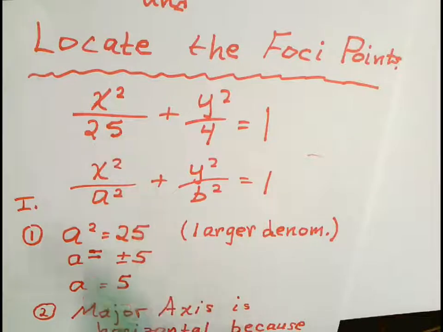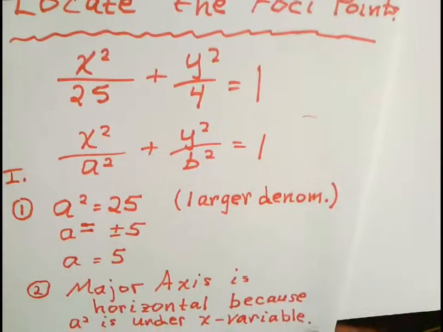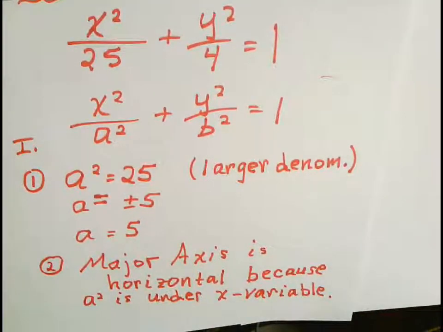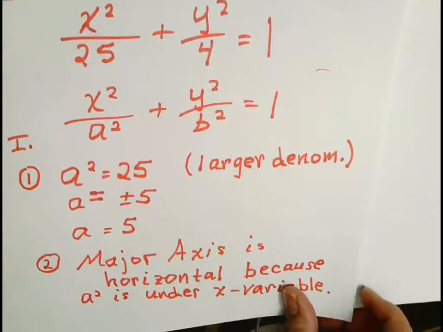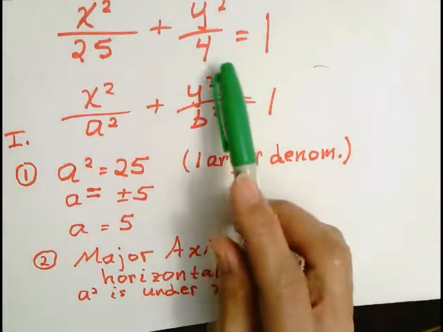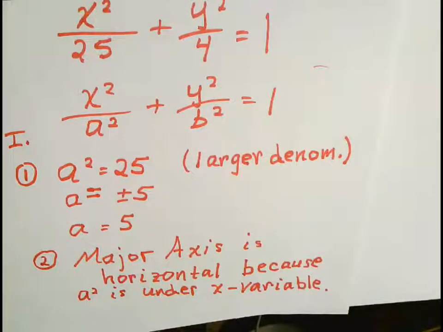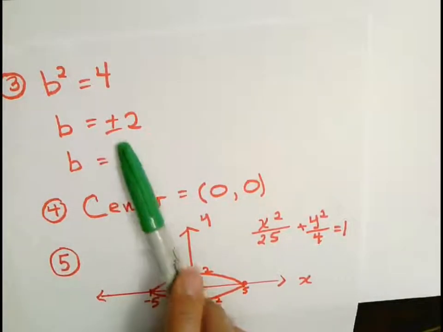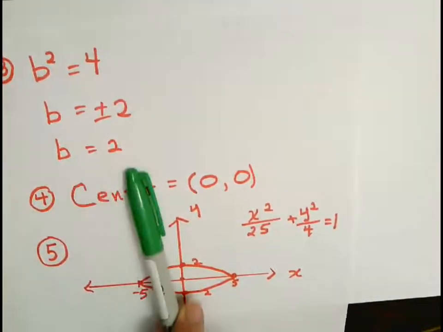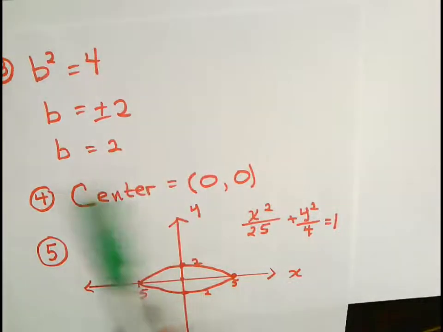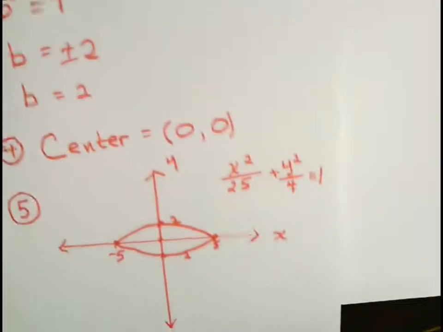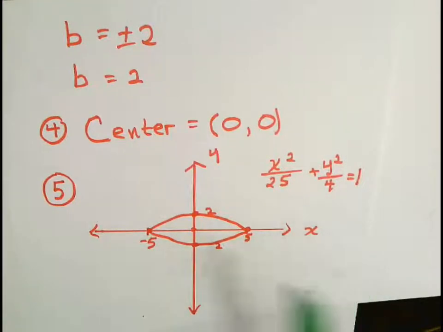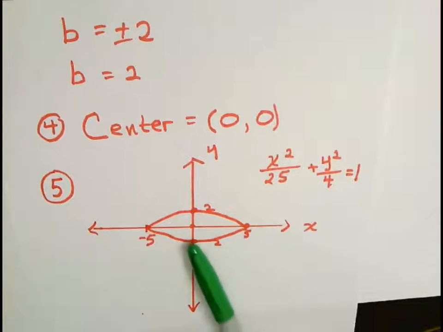So our a squared is 25, under the x variable. So we're going to have a major axis again that is what? Horizontal. And then the b will be the other denominator, and that's going to be plus or minus 2 when you take the square root. And the b is 2, and the minus just means we're moving in what? Opposite directions. Nothing was being subtracted from the x or the y, so the center is at the origin, 0, 0. And the a is 5, horizontal axis.